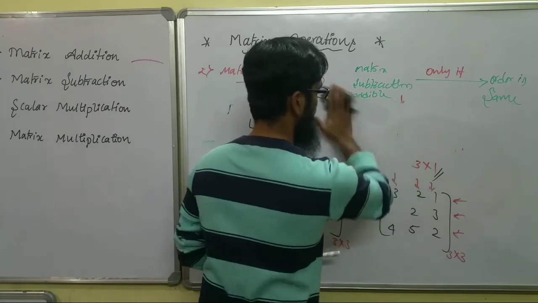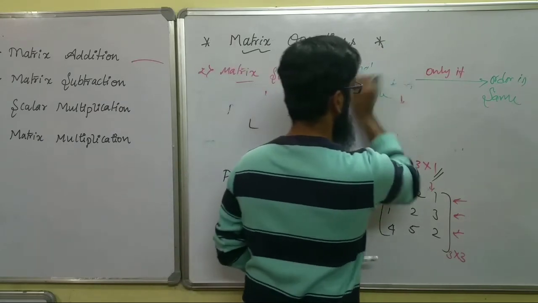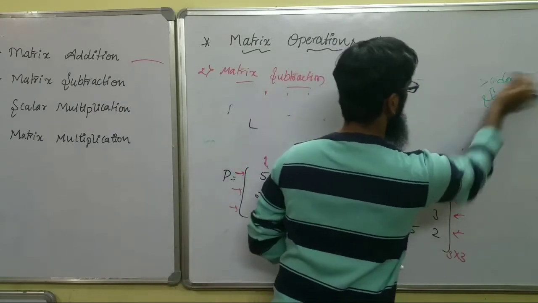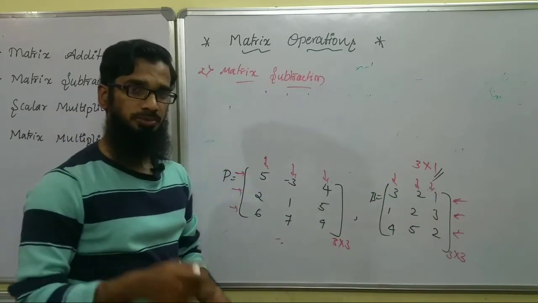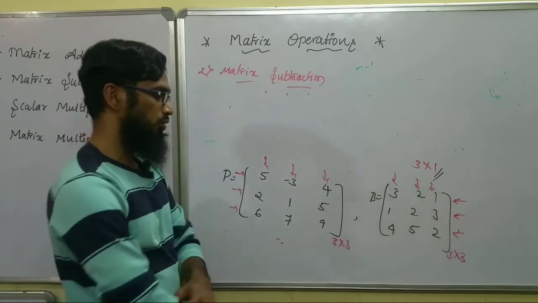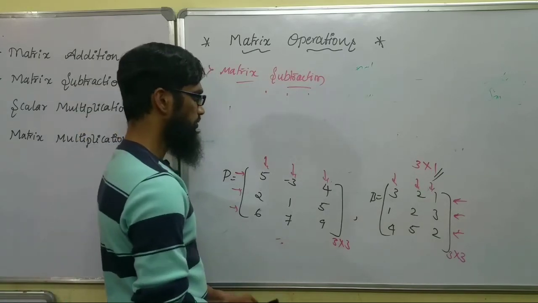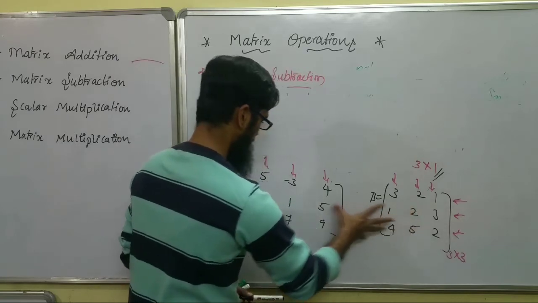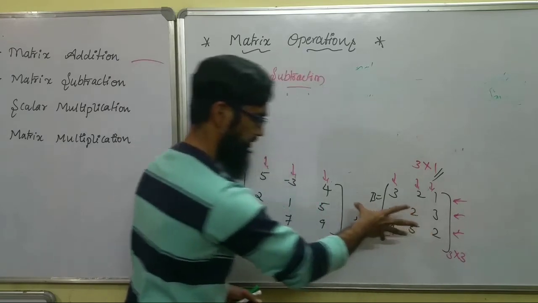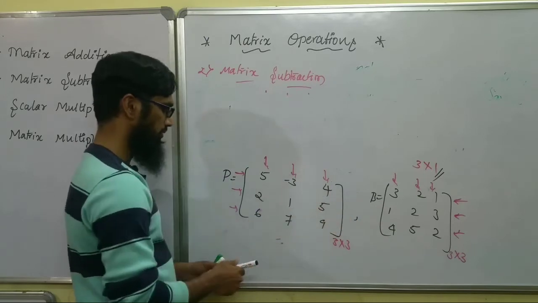So after satisfying this condition, the matrix subtraction is possible. Now we'll go for the actual subtraction of the matrix here. How to subtract is the important part. So always what we have to do here is subtract the elements of B from P.